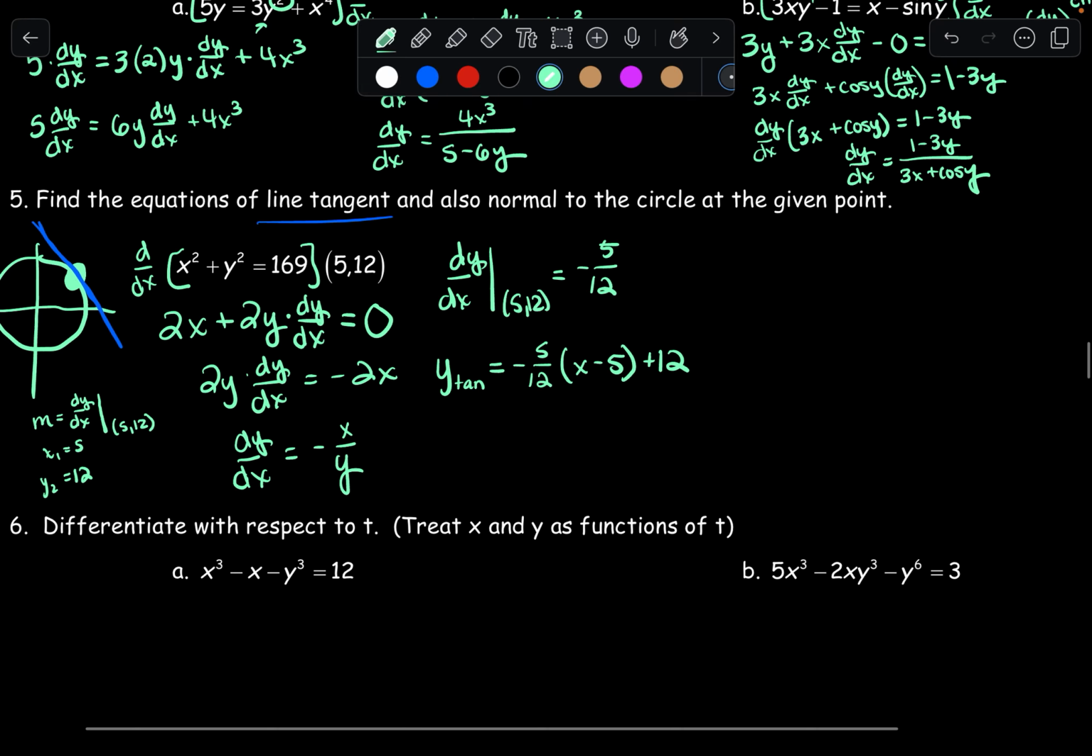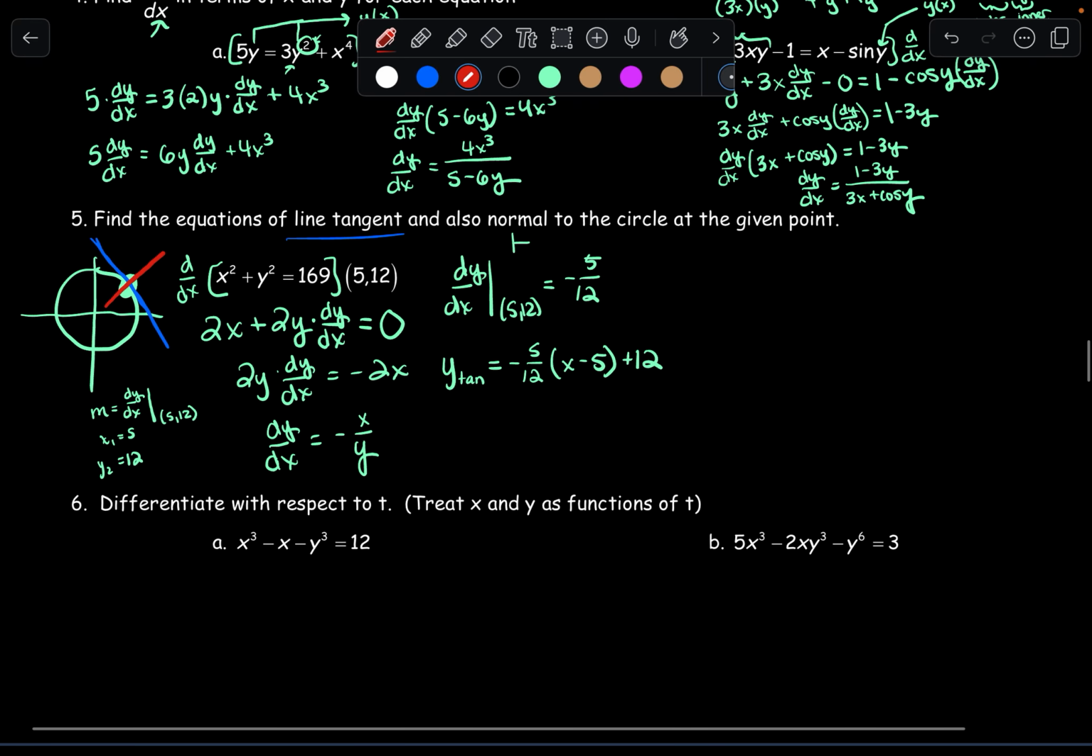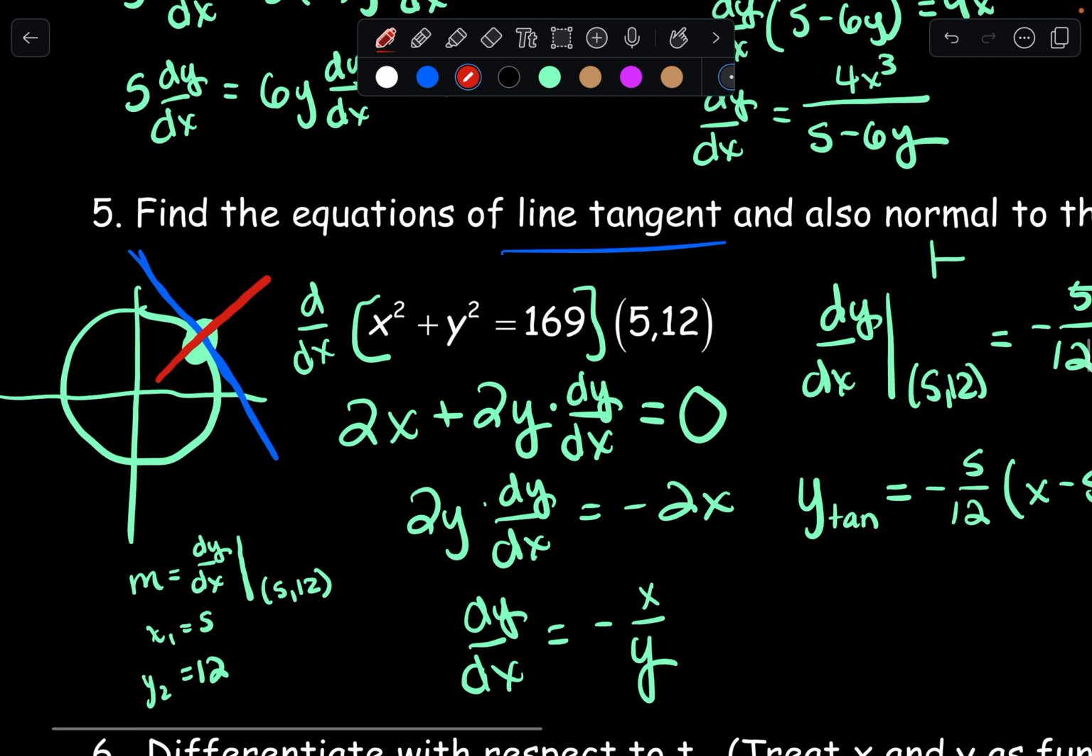So now the question also states also normal to this circle at the given point. So normal means perpendicular, all right? Or another word is orthogonal, right? We played around with that word very rarely in pre-calculus, but orthogonal, normal, perpendicular, they all mean the same thing. Now, there is not much work you have to do for this. However, before we go into that, what we're looking for now is this. We are finding the line normal to the circle at that given point, okay? So it's creating that 90-degree angle there.